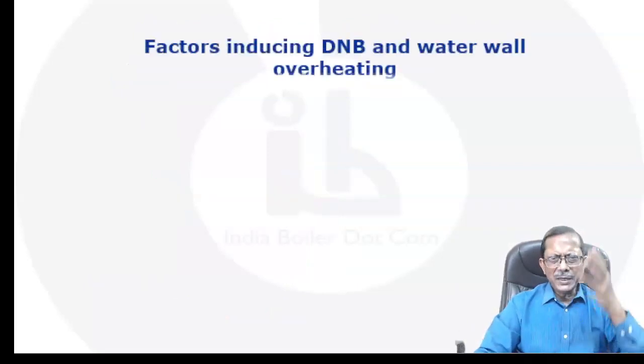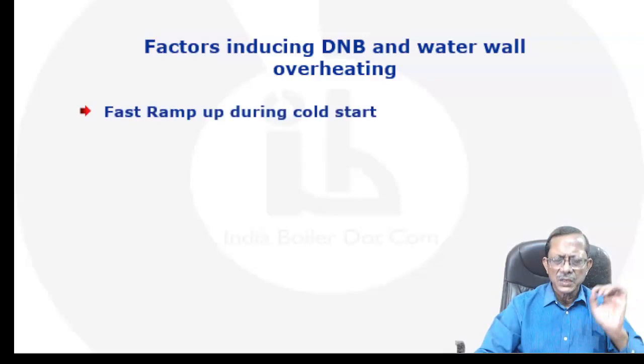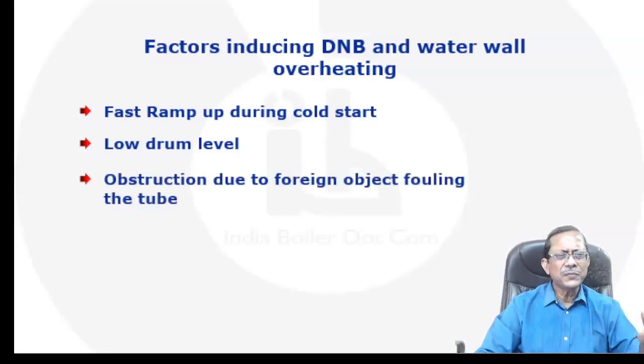Now if I summarize, what are the factors that may lead to the departure from nucleate boiling and overheating condition of the water wall tubes? The first thing is the very fast ramp up during cold start. Second is low drum level, particularly during cold start. Third is, as I told you, if there is an obstruction in the tube, then that is also going to affect the flow.